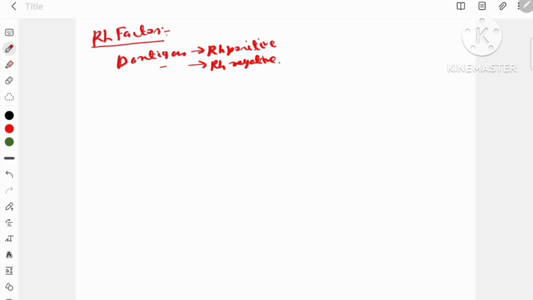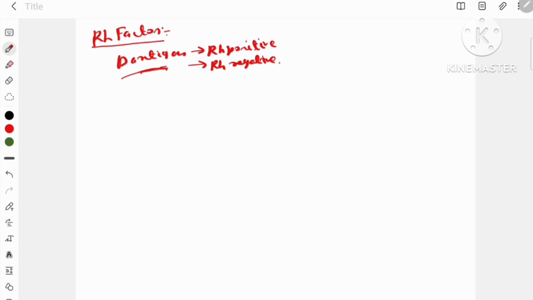So 85% of people of the Asian origin or Asian population are Rh positive and 15% are negative. The percentage of Rh positive people in case of American blacks is 95% and African blacks is 100%. The Rh group is different from the ABO blood group system because the antigen D does not have any corresponding natural antibody.